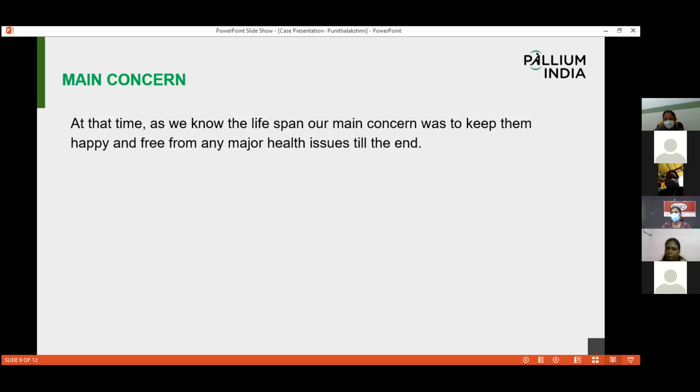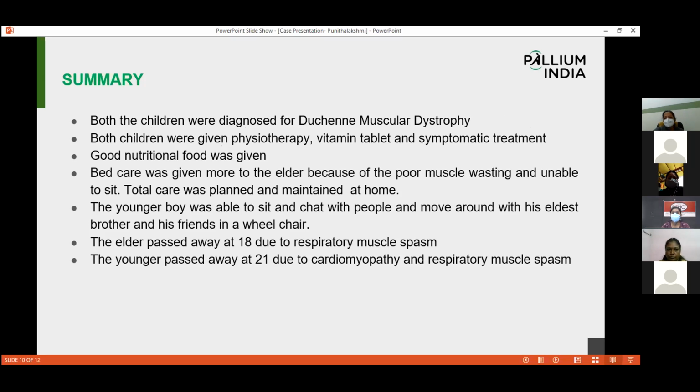Next slide. The summary is: both children were diagnosed with Duchenne muscular dystrophy. Both were given physiotherapy, vitamin supplements, and symptomatic treatment. Good nutritional food was given to them. Bed care was given more to the elder because of the poor muscle wasting, and he was unable to sit.